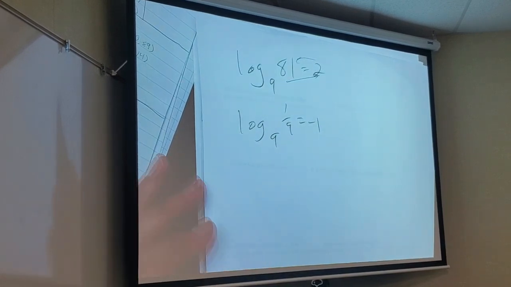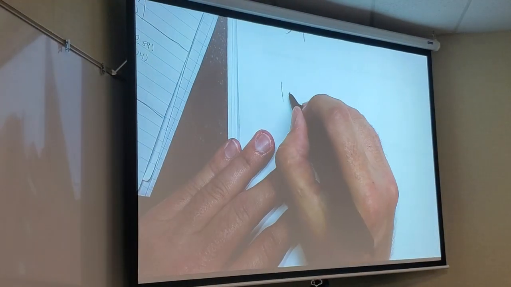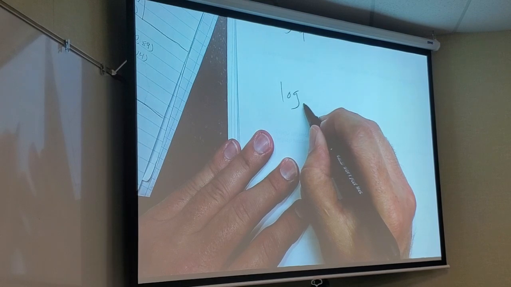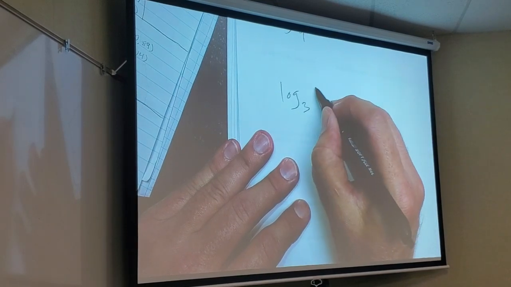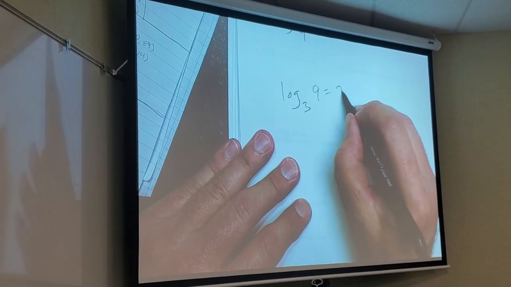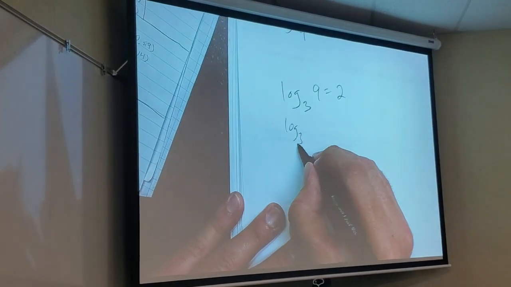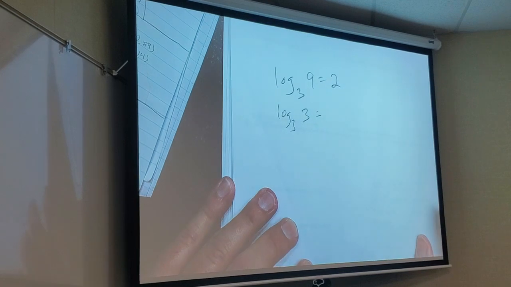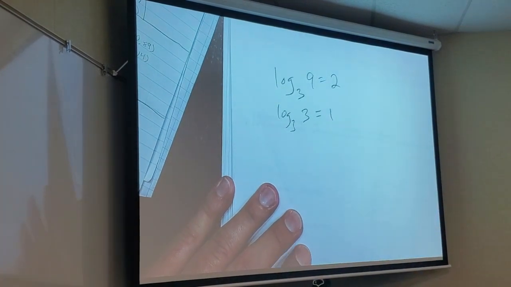So let me do a succession of things, and then I think I'll give you the handout. So watch this. Let's do log base 3, we've done 3 already. What's log base 3 of 9? We did that a second ago, right? What's log base 3 of 3? 1. You guys with me?